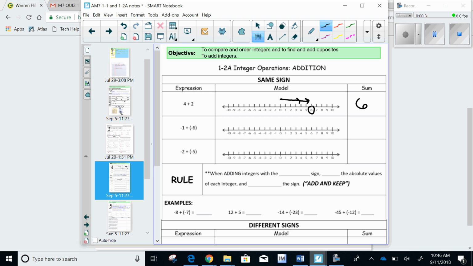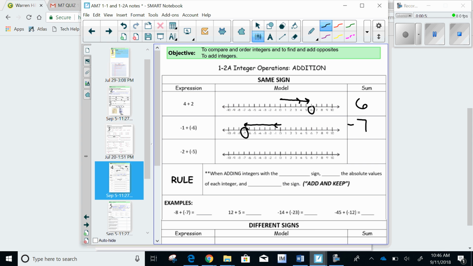For our second example, the expression -1 plus -6, again, we're going to start at 0, but we're going to move to our first number, -1, by going 1 to the left. And then we have to move a -6 from there. So negative is going to be to the left, move 6 spots, 1, 2, 3, 4, 5, 6. And we're going to end up at -7.